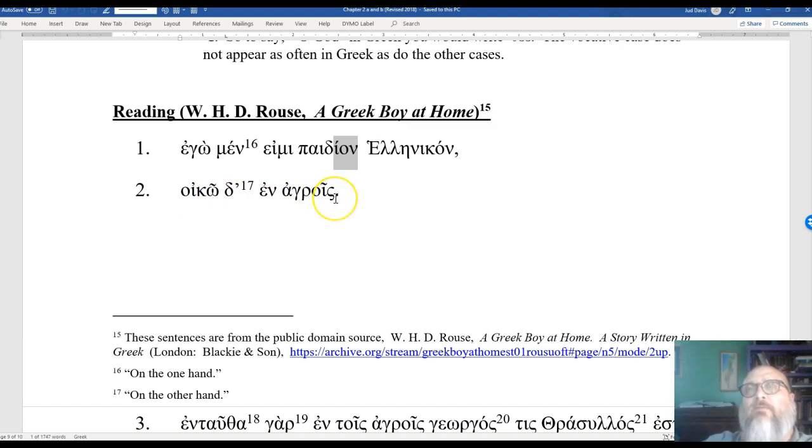And I live in the fields. So this is a verb. And whenever you have a verb, you can put things on the end of the verb and it will change it. I am, you are, he, she, or it is. This is the I version. And then we have the word live or house. I live, on the other hand, in the fields. On the one hand, I'm a little Greek boy. On the other hand, I live in the fields.